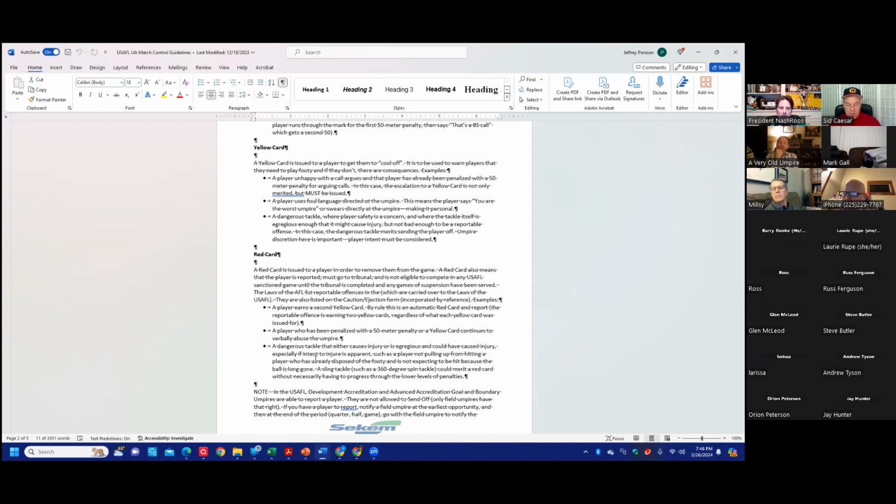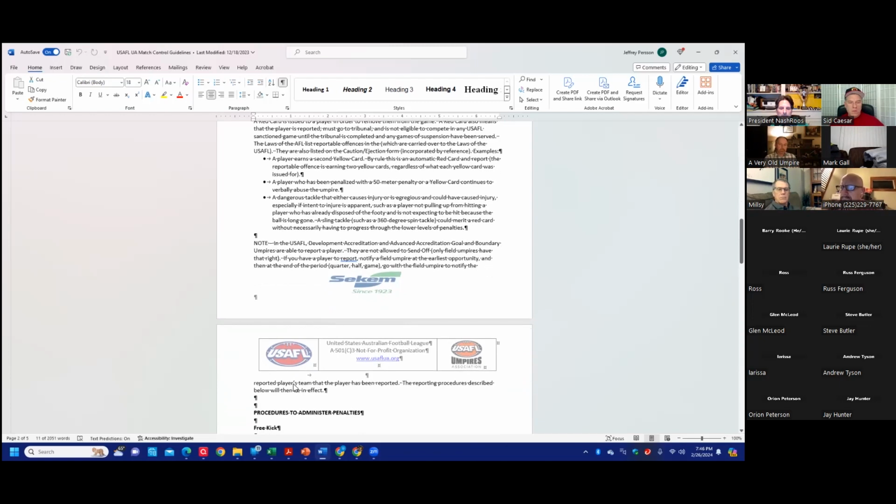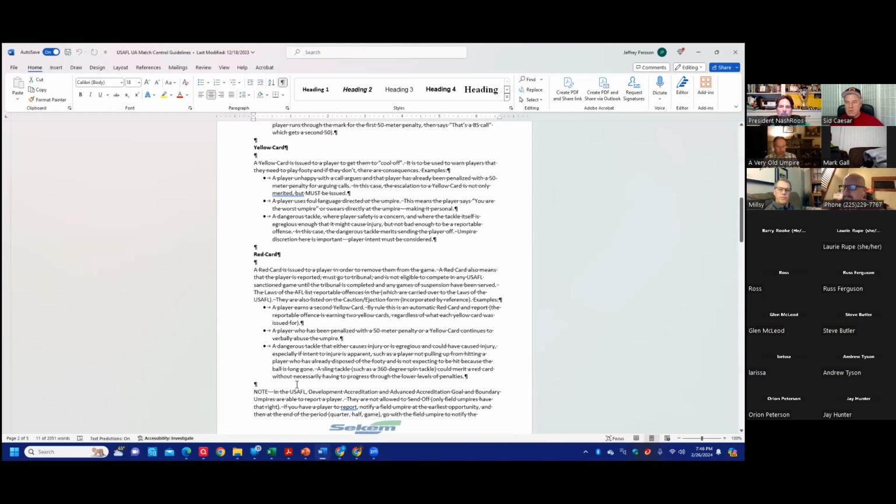You see the note down here, in the USAFL development and advanced accreditation, goal and boundary umpires are able to report a player. Not send off like the red and yellow cards, but they can report. We do have those happen. If you have a report as a boundary or goal umpire, you must fill out paperwork, just like the field umpire. So let's pause here and find out what kind of questions people have around red and yellow cards.